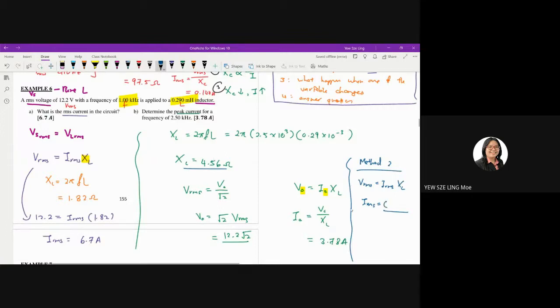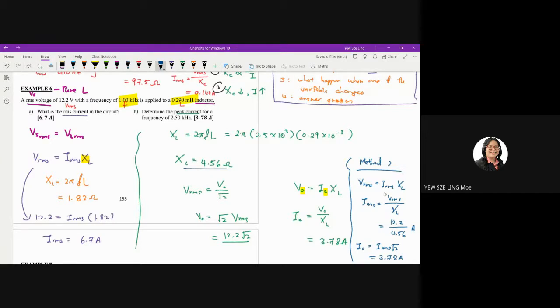Let me rearrange the equation first. IRMS is VRMS over XL, which is then equal to 12.2 divided by 4.56. That is your IRMS. And then you apply the equation I naught equals IRMS root 2. Eventually you will obtain 3.78 ampere as well.